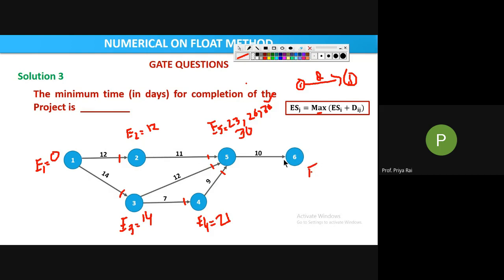Now comes the E6. E6 will be what? It is only coming from 5. This arrow is coming from 5. So E5 plus 10, where E5 is 30. 30 plus 10 is 40. Okay.